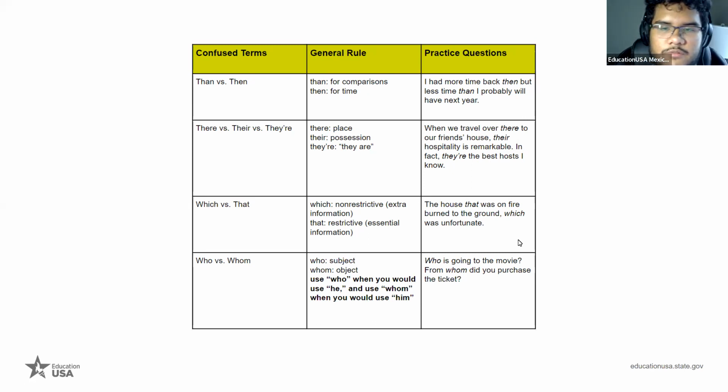So we can see this demonstrated in the example here. When we travel over there, being a place, it's talking about a specific place, to our friend's house. Their hospitality, they're referring to the friends, because we're going to their friend's house. So their hospitality is remarkable. In fact, they're the best host I know. They're here being "they are" the best host that I know.